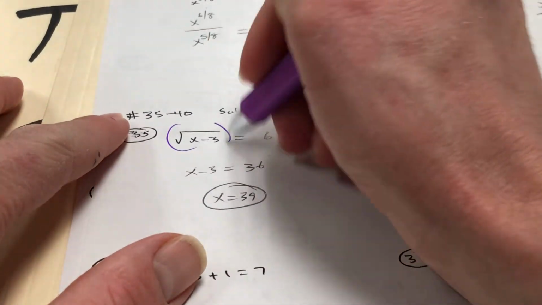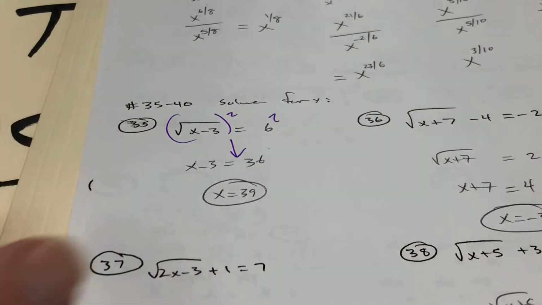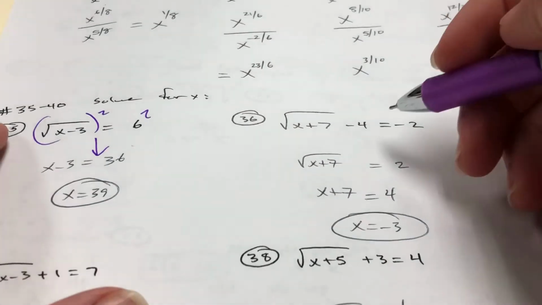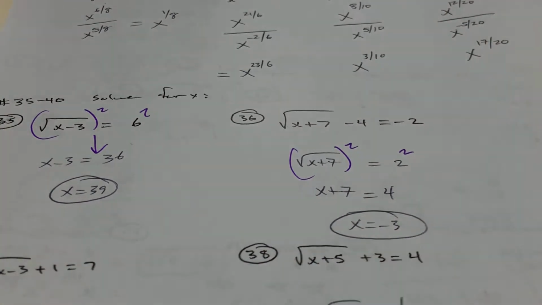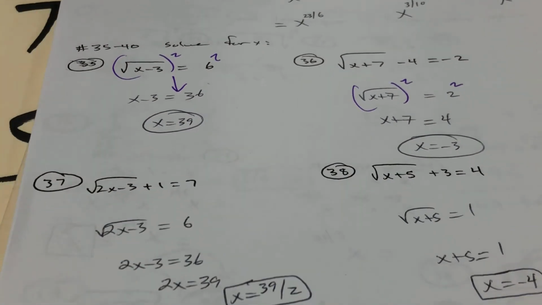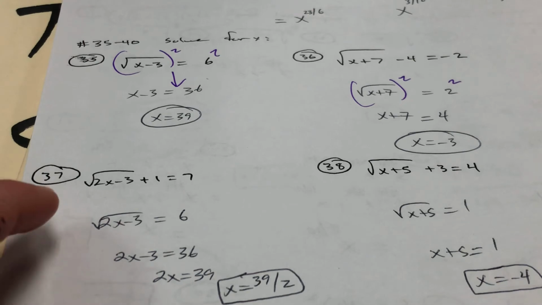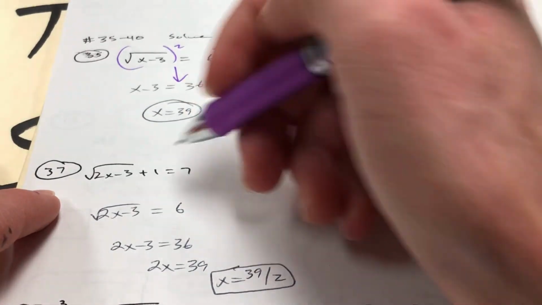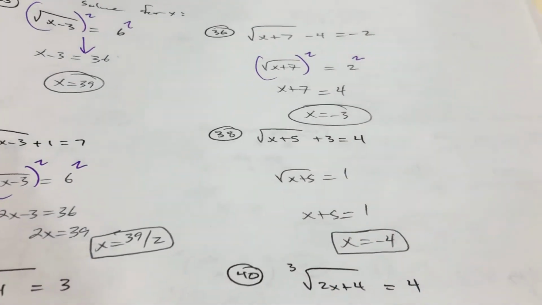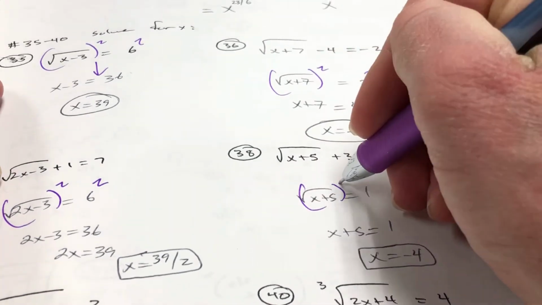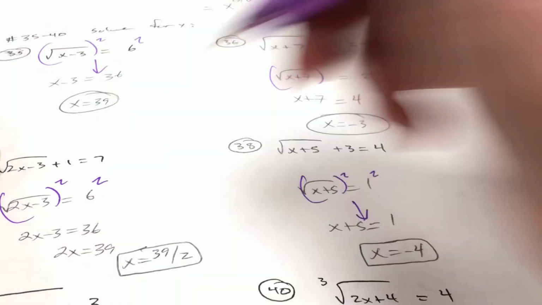Then square both sides. X is 39. This is pretty easy. Add 4 to both sides. Square both sides. X is a negative 3. Again, you just get one answer because only the square root of 36 is 6. Only the square root of 16 is 4. Okay, you only have one answer here. Subtract 1 from both sides, then square both sides. Subtract 3 from both sides, then square both sides.